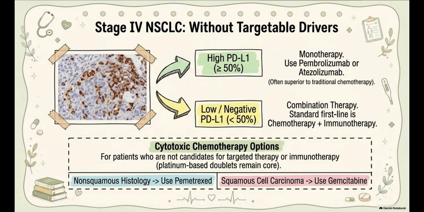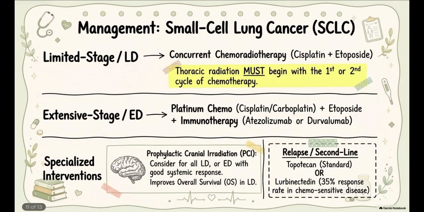Conversely, if the score is low or negative, meaning below 50%, you must use combination therapy. The standard here is chemotherapy plus immunotherapy. For your cytotoxic chemotherapy options, platinum-based doublets remain the core. You utilize pemetrexed for non-squamous histology and gemcitabine for squamous cell carcinoma.